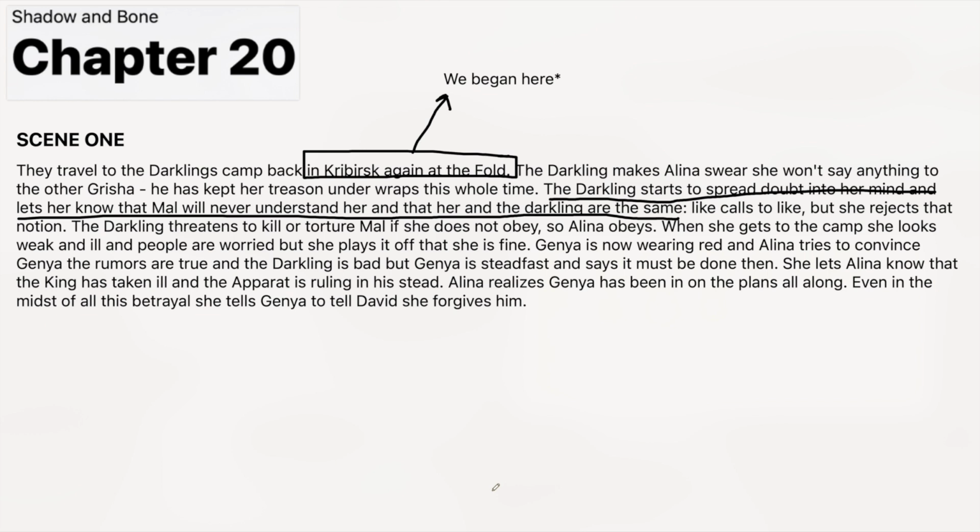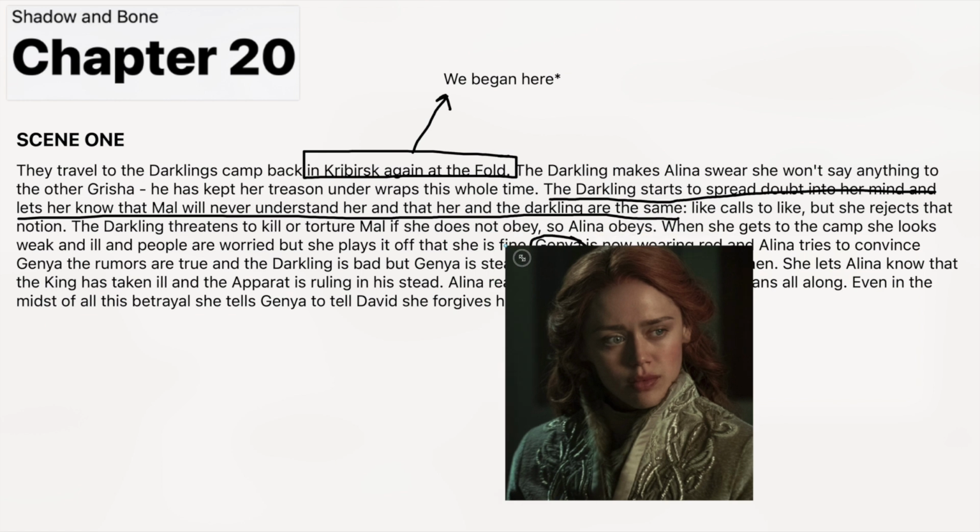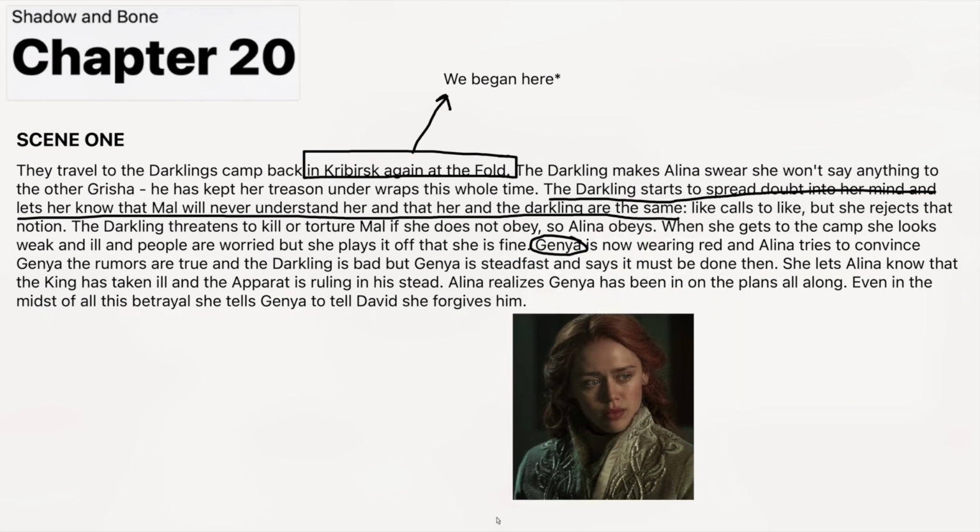When she gets to the camp, she looks weak and ill, and all the people that she was getting to know back at the little palace during those fun and games chapters are worried about her, but she plays it off that she's fine. Genya is here again. And remember, Genya is one of Alina's really only closest friends from the little palace.